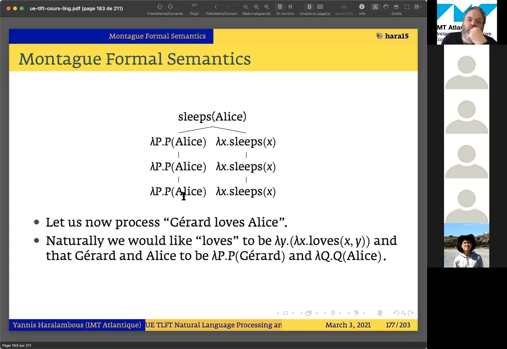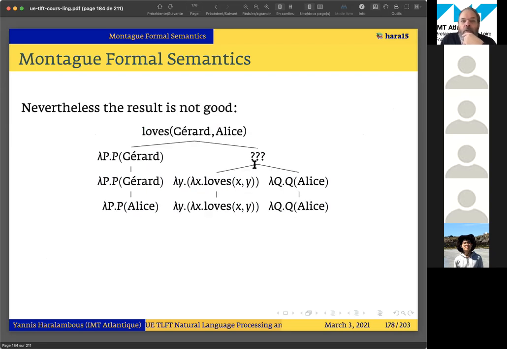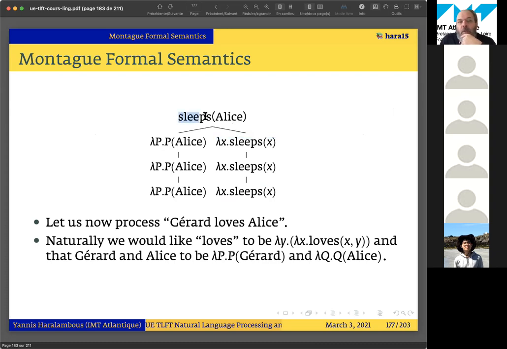Now, if I do this, as you can see, here I have lambda p p Alice, here I have lambda x sleeps x. Now here I'm going up, so nothing happens. And here I apply this lambda p p Alice to lambda x sleeps x. And if you do the calculation, you would see that what you get is sleeps Alice.